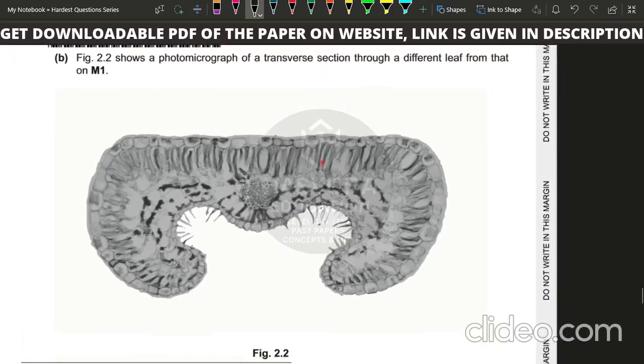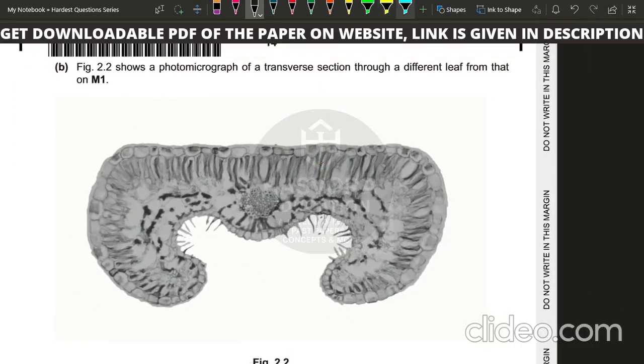Okay, so now they've given you figure 2.2, in the part in which you mostly compare it with the first one. Okay, so figure 2.2 shows a photomicrograph of a transverse section through a different leaf from that on the M1.